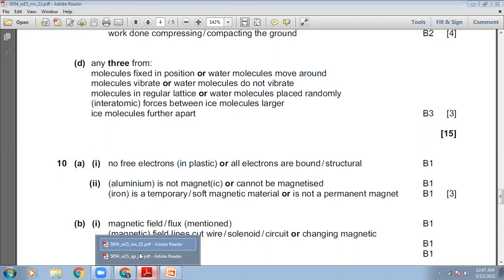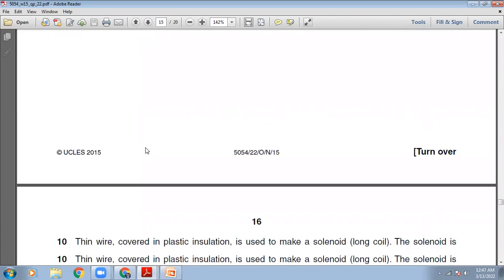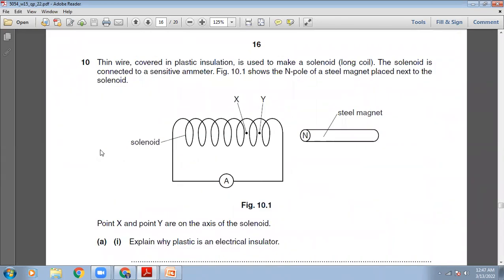So that was question number 9. So I hope you understand this. Okay. So we are going to the next question. He says, thin wire covered in plastic insulation is used to make a solenoid, a long coil. The solenoid is connected to a sensitive ammeter. Figure 10.1 shows the north pole of a steel magnet placed next to the solenoid. Point X and point Y are on the axis of the solenoid.